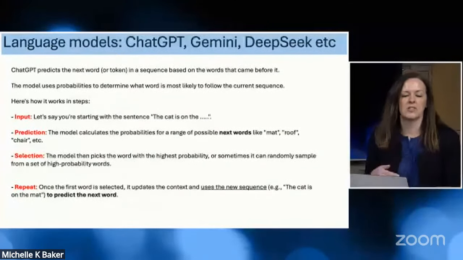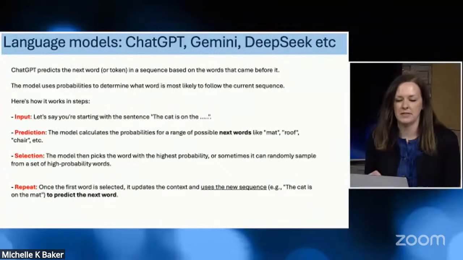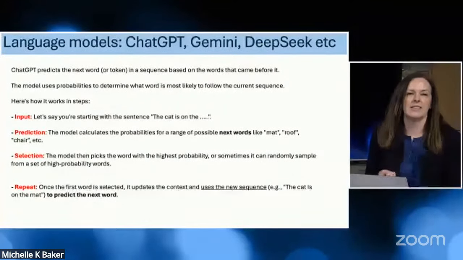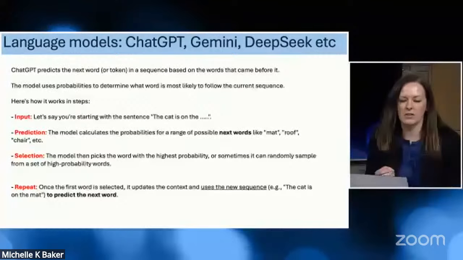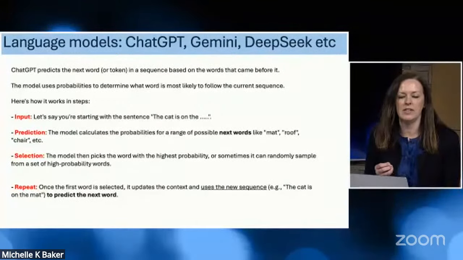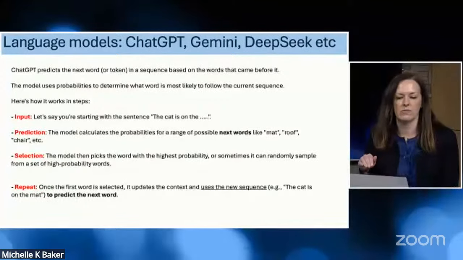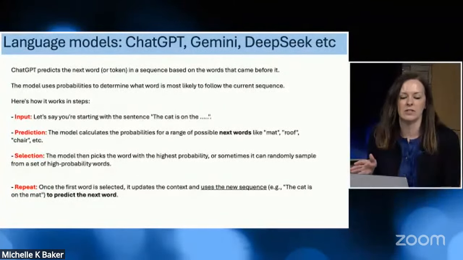The prediction: the model is going to predict based on probabilities what the next word might be. Then it selects that word. In this case, the model is going to pick the word with the highest probability, and sometimes it can randomly sample from a set of high probability choices. So let's imagine high probability choices are mat, roof, chair. So the cat is on the mat, roof, or chair. All of those could be high probability choices, and there is some randomness in that selection.